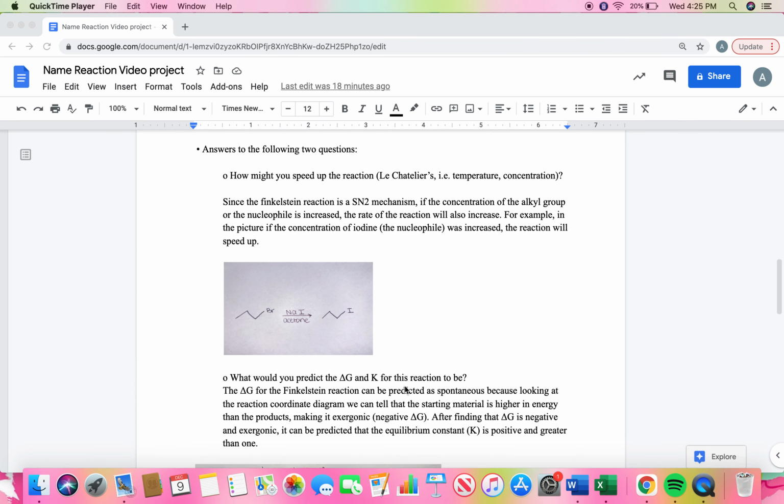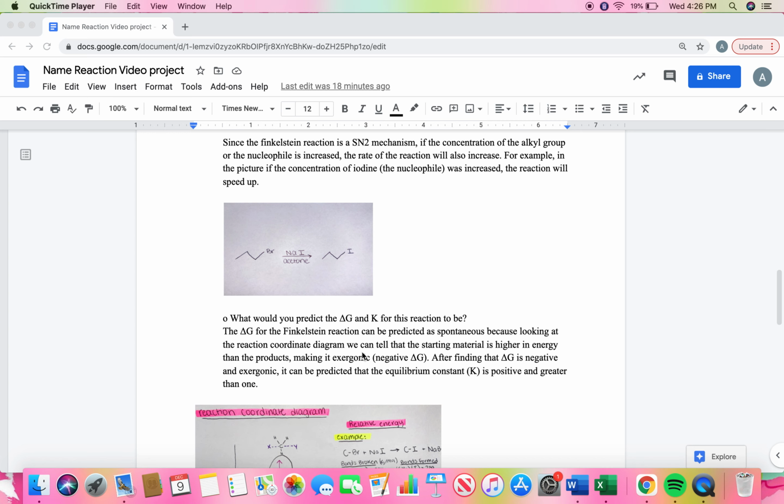To answer the following two questions, how might you speed up the reaction? Since the Finkelstein reaction is an SN2 mechanism, if the concentration of the alkyl group or the nucleophile is increased, the rate of the reaction will also increase. For example, in this picture, if the concentration of iodine, the nucleophile, was increased, the reaction would speed up.